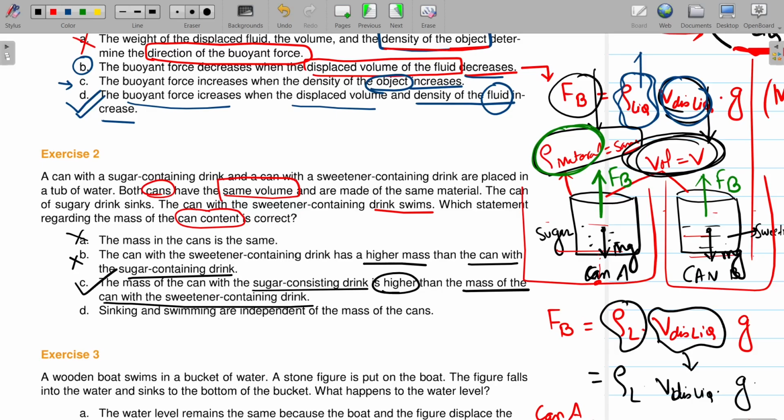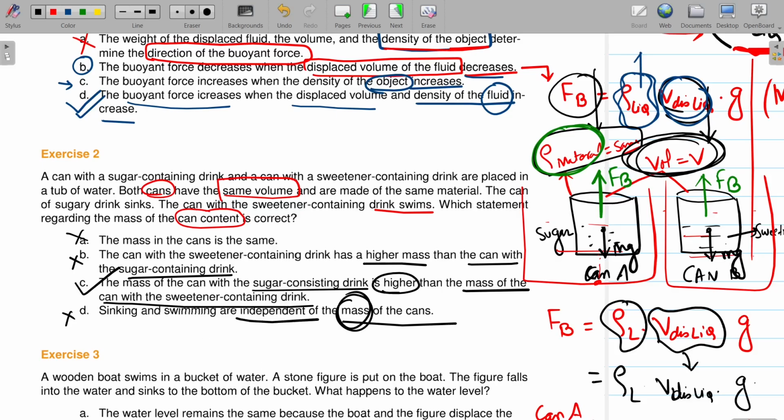Sinking and swimming are independent of the mass of the cans. No. Okay, this depends on the mass of the can as well. It has to be compared with the buoyant force, the weight and the buoyant force. And the weight depends on the mass. So we cannot say that they are independent. Okay, now let us see the next question.